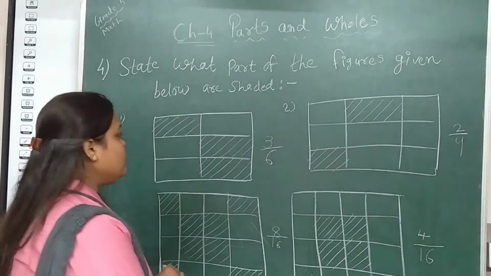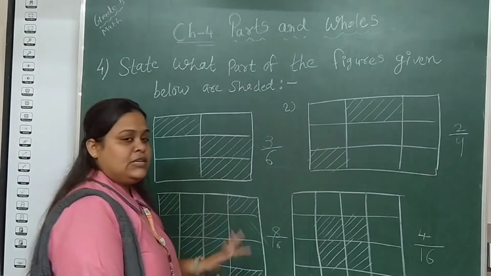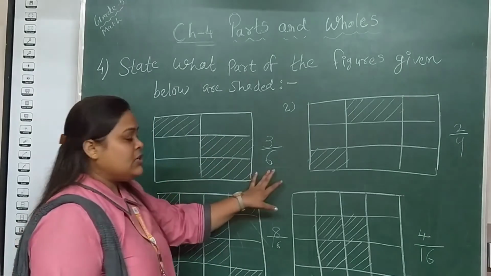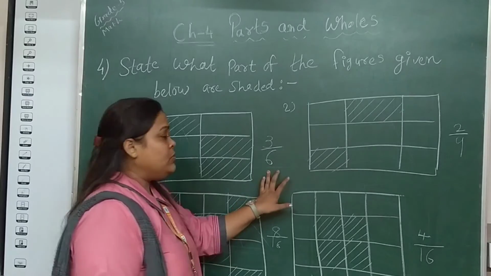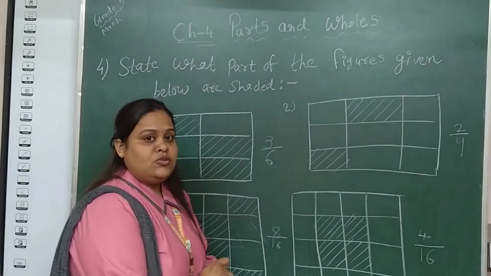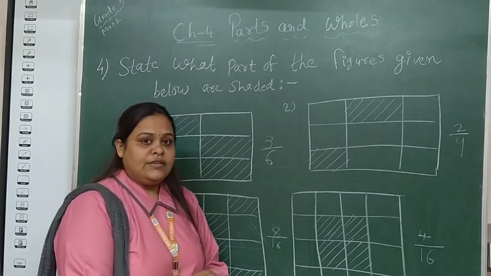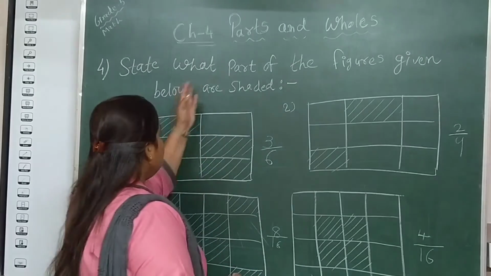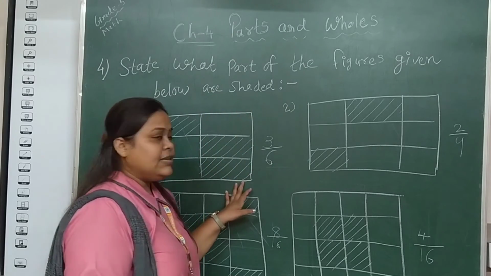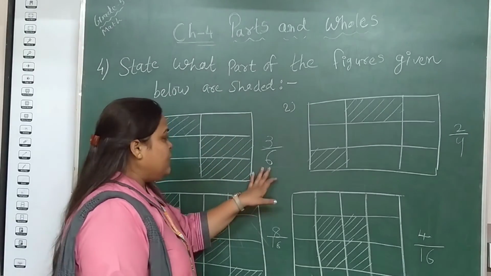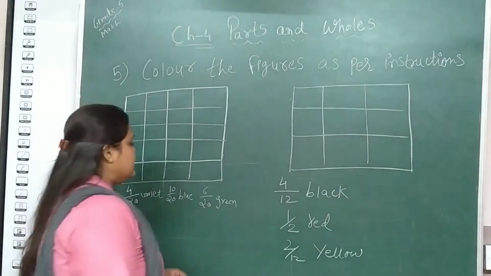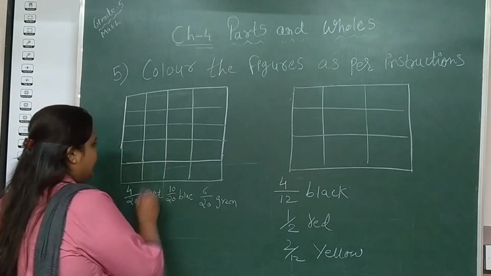So now I need to tell you that when a figure is given, the total parts we are supposed to write down is the denominator, and the shaded part we will write up is the numerator. I think you all have understood. The parts of the figure given below that are shaded will be the numerator, and the total parts will be the denominator.